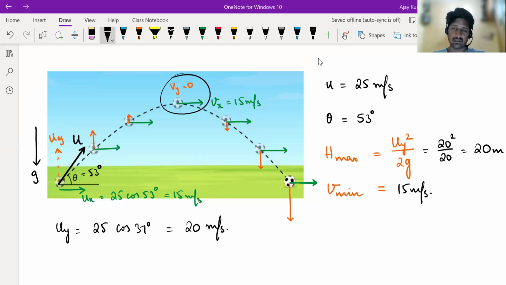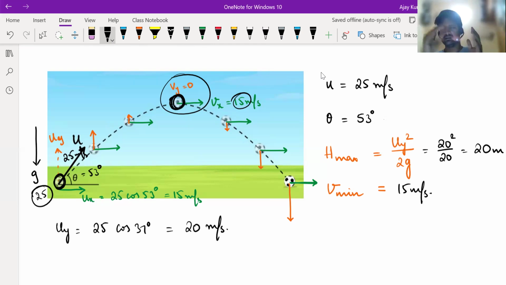Now see, the ball was projected with a speed of 25 meters per second from the ground. At Hmax, its speed becomes 15 meters per second. So at the starting point, it has a speed of 25 meters per second. By the time it reaches here, its speed becomes 15 meters per second. Then it should have gradually changed from 25 to 15. During the time of ascent, the speed slowly changes from 25 to 15.